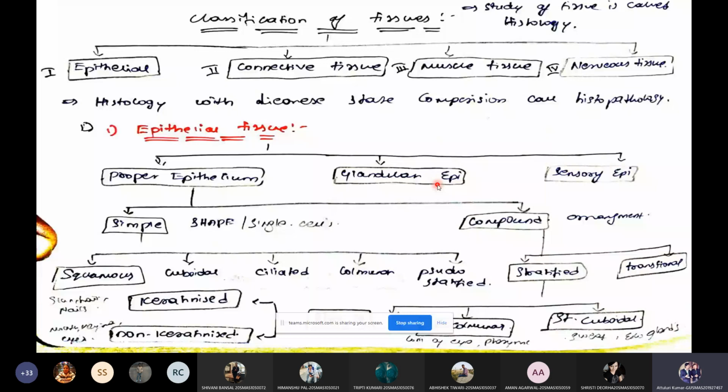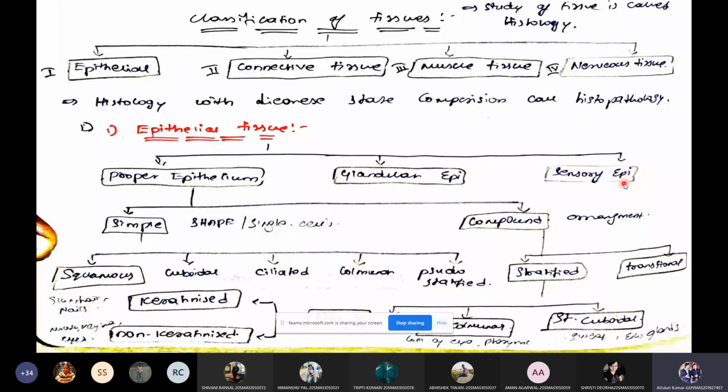Then the third one is sensory epithelium. Sensory epithelium means we have various types of sensors on the skin. I forgot the names of those sensors. We have receptors in our body: heat receptors, pressure receptors, Meissner receptors, and many types of pain receptors. All these receptors are made up of a specialized epithelium called sensory epithelium.